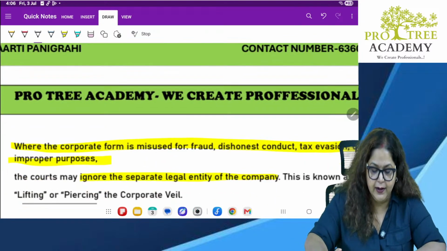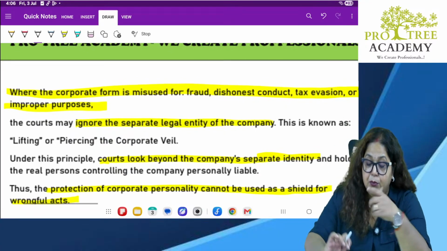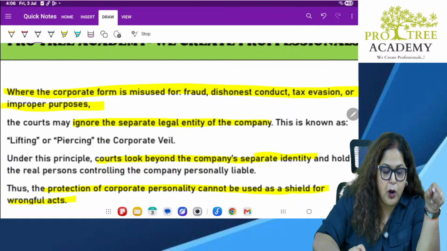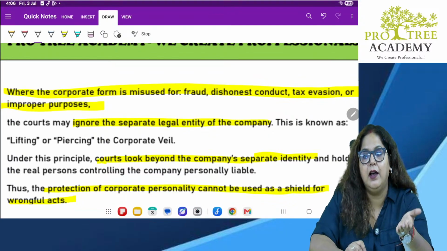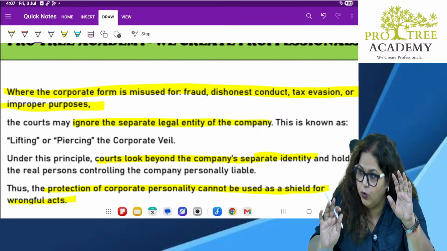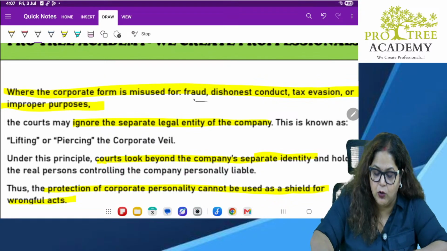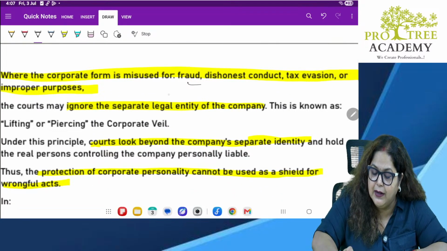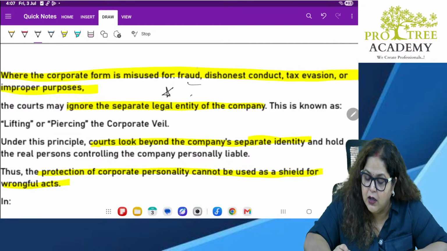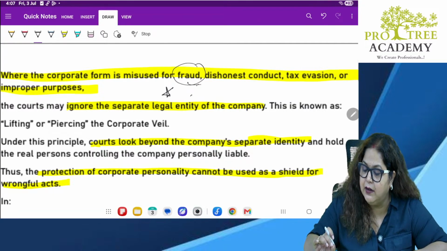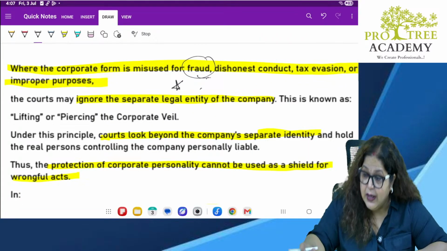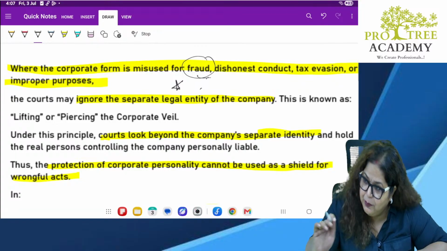Now, where the corporate form is misused for fraud, dishonest conduct, tax evasion or improper purposes, then this shield will be lifted or pierced by the court. Yes, in these cases it is not allowed. So the court may ignore the separate legal entity of the company. When these causes are there: fraud, dishonest conduct, tax evasion or improper purposes, in that case the court will ignore that the members are separate and the company is separate.